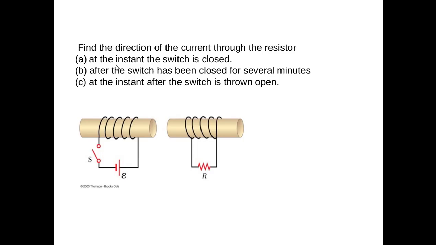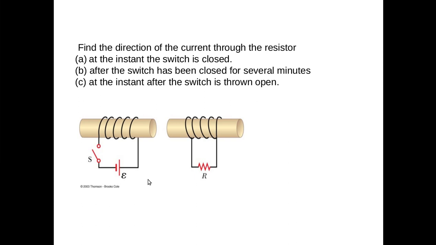Part B, it says after the switch has been closed for several minutes. Now what this means, and we'll see this in Pre-Lab 9 and Experiment 9, when we use that simulator, when you put the bar in that coil and you leave it there, the current meter goes back to 0. So what's happening here is something similar. The switch is closed for a very long time, so that means we still have a current going through this coil, but that current is constant.